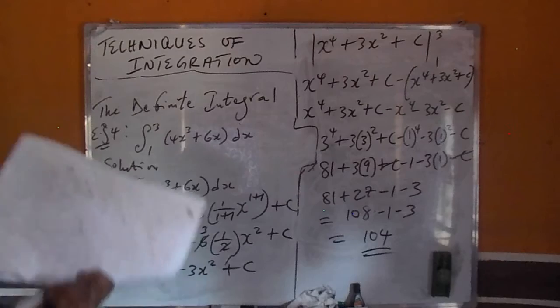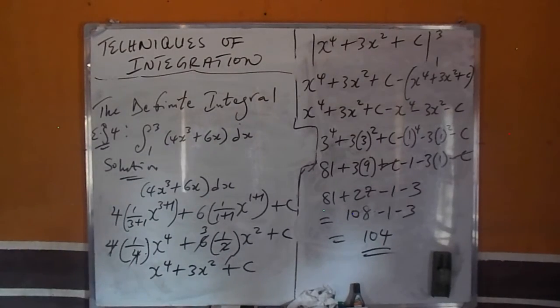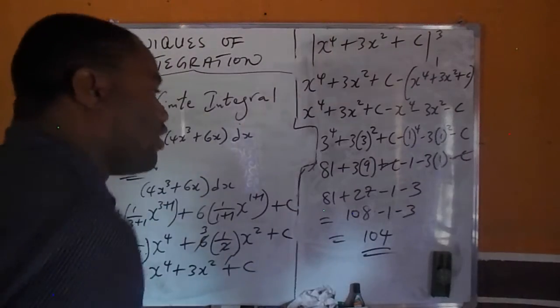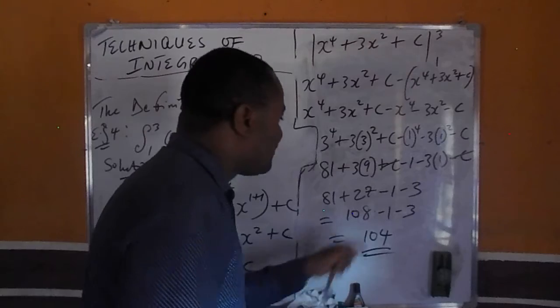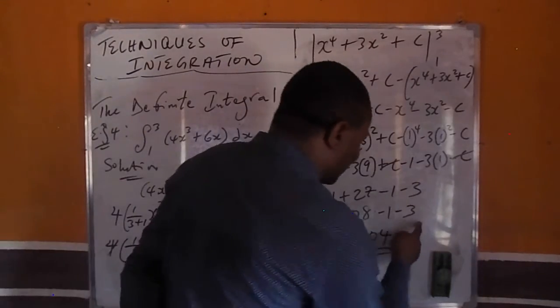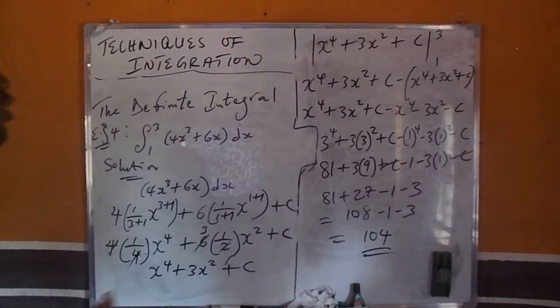That is our final answer. Now, our final answer gives us 104. 108 minus 1 minus 3 gives us 104. That is our final answer here.